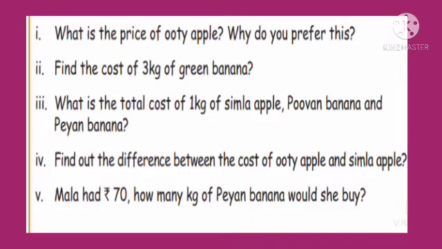First one. What is the price of Ooty apple? We can form like this. The second question we are forming is, find the cost of 3 kg of green banana. We know that 1 kg of green banana is rupees 100. Here we can ask to find the cost of 3 kg of green banana.